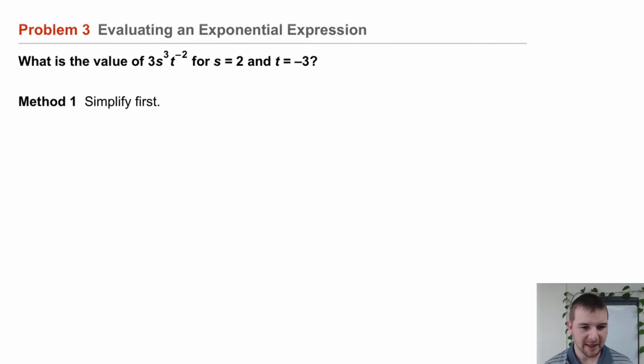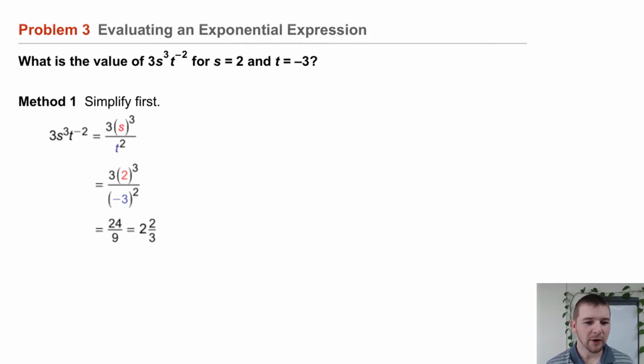We'll use these properties of exponents. We'll move the t to the negative 2 power across the fraction bar so it becomes the denominator raised to the positive 2 power, and then we substitute in our values: 2 for s, negative 3 for t, and evaluate. This becomes 24 over 9, which we could write as a mixed number, 2 2/3.